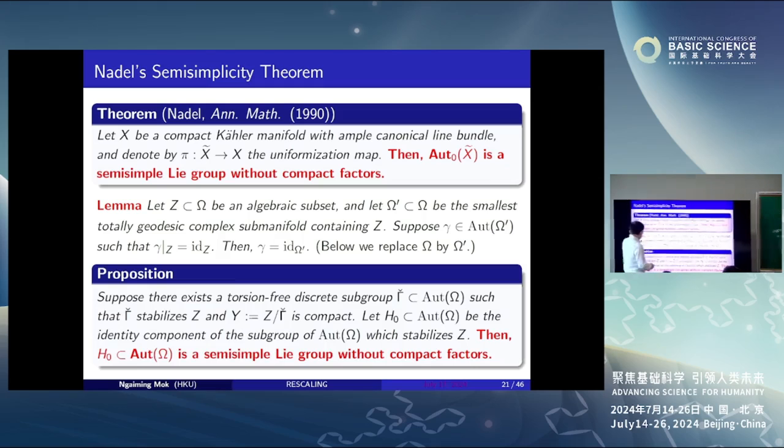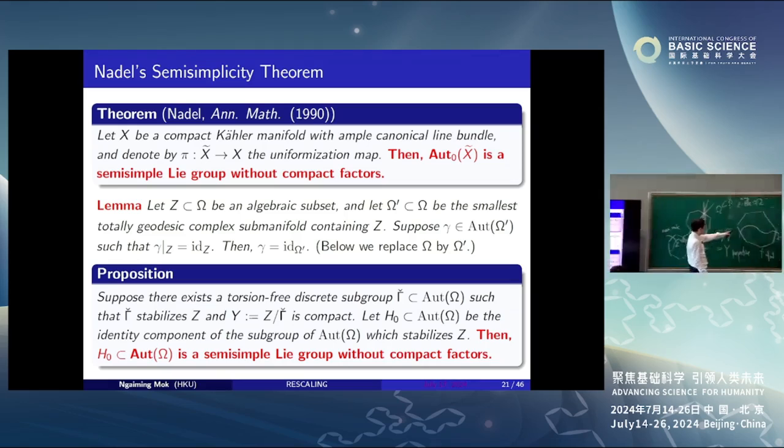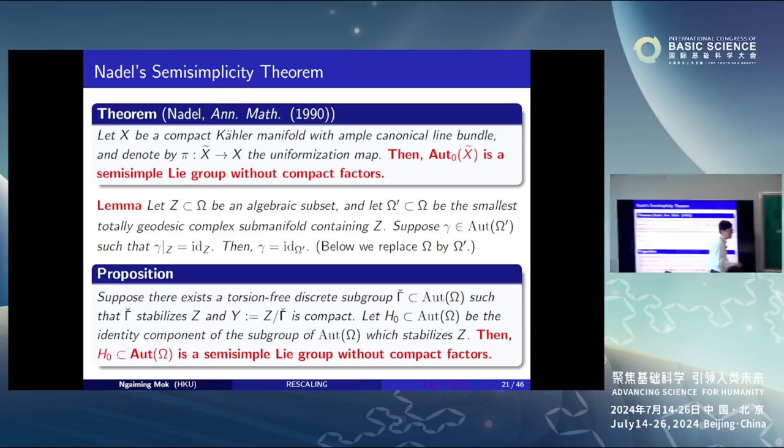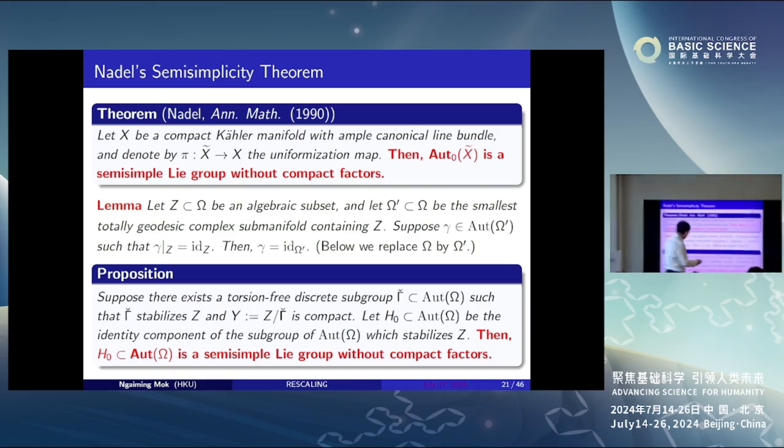Now, this is just a reduction of a problem. This is an adaptation of Nadel's argument. I'm now looking at this Z and looking at its automorphisms. I only look at automorphisms that come from automorphisms of the bounded symmetric domain. The proof goes through to prove that this is semi-simple, and that's all I need. I don't need that there are no compact factors.